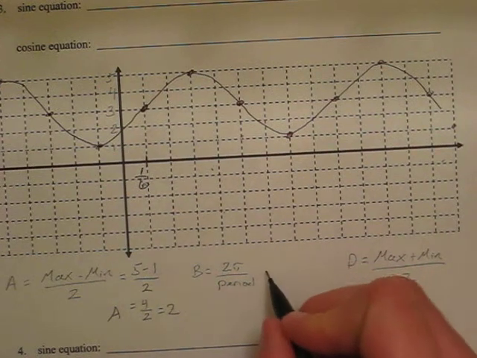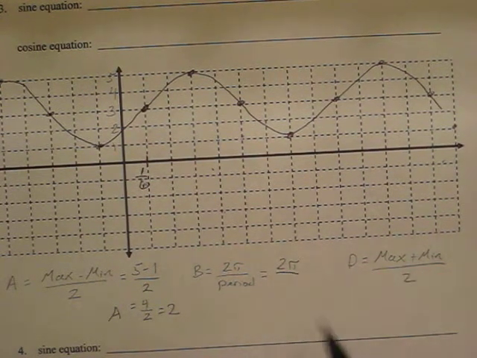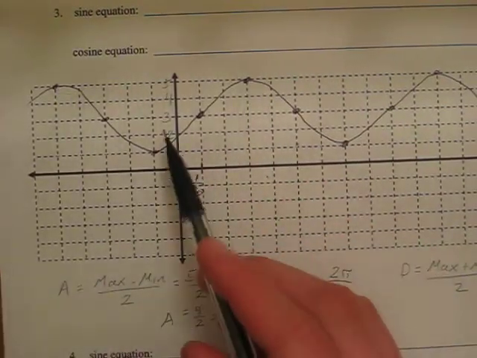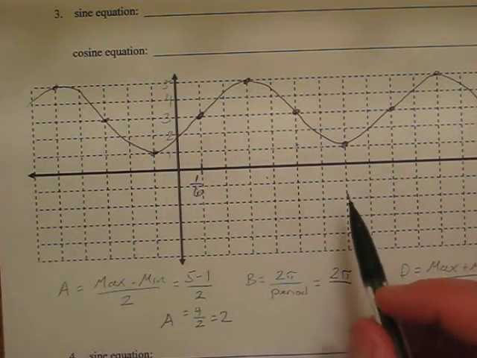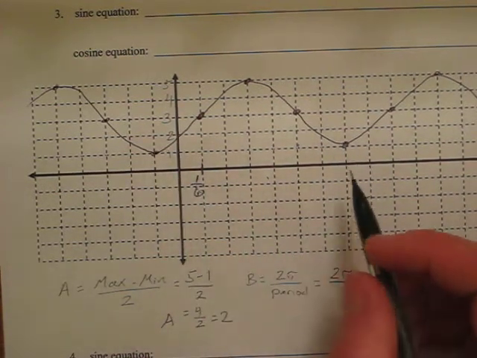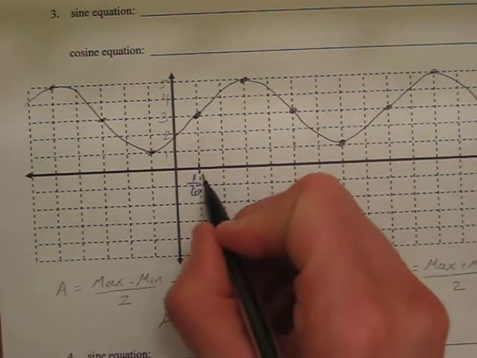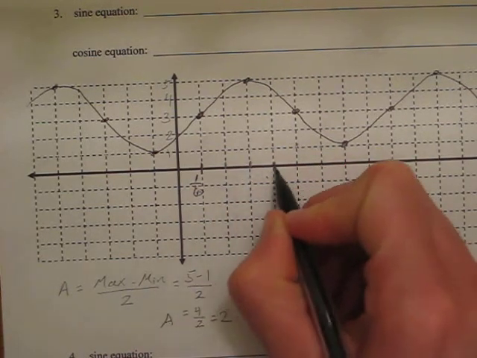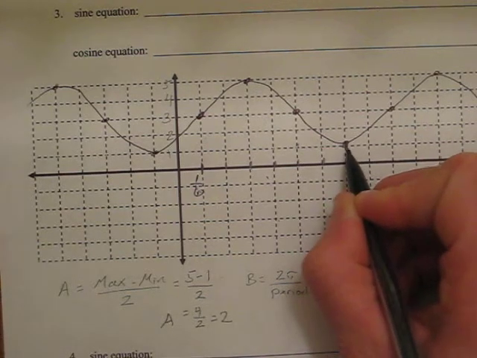To find b, it's 2 pi divided by the period. And to find the period, you find two maximums, like this point and this point, or two minimums, okay? So this point to this point, and you calculate the distance between them. I'm going to calculate the distance between these two minimums. The scale on this says that each tick mark here is 1/6.